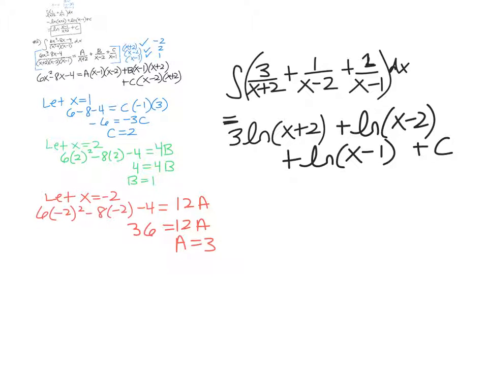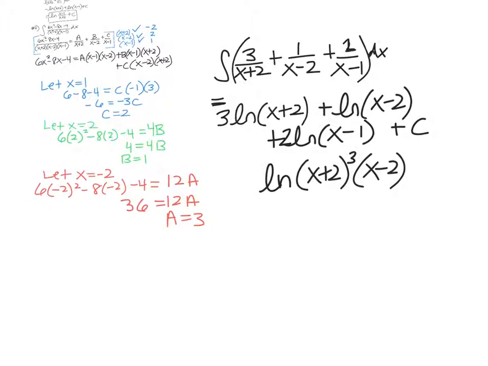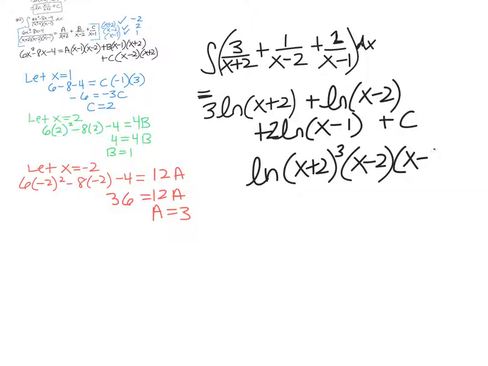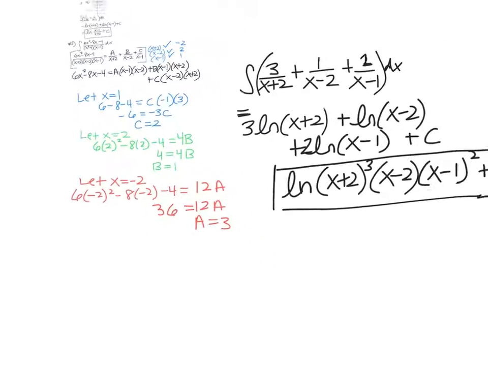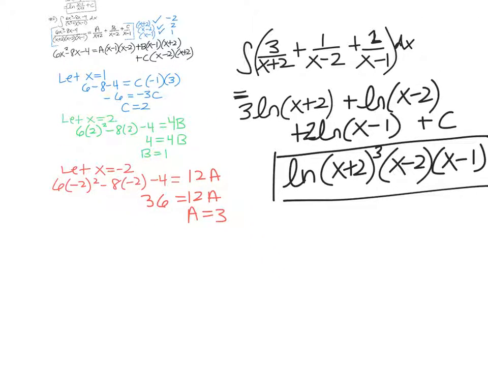And then we'll put them all together. You multiply them? Yeah. So it's going to be the natural log of x plus 2 cubed. But you forgot the 2. Oh, 2, yeah. Thank you. That is a 2. It looks kind of weird. And then times x minus 2 times x minus 1 squared, and then plus c. That's pretty cool. All right, otherwise you kind of have to FOIL that whole thing out.